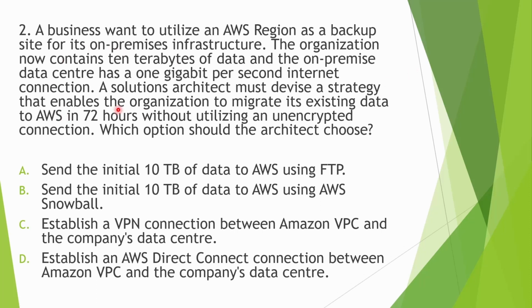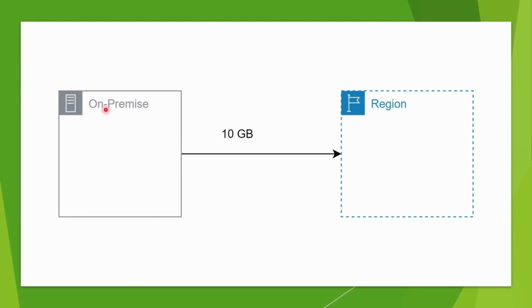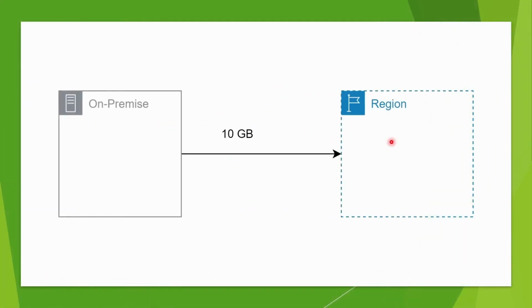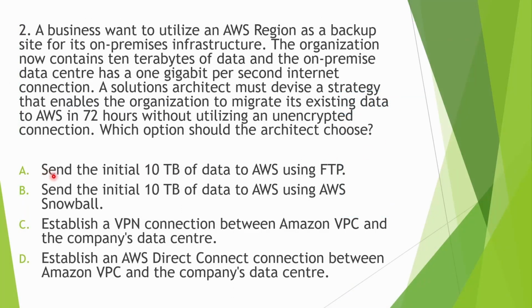Now, what you should do is check out your keyword: 72 hours. They want to move from on-premise to their AWS region. So you have an on-premise data center and an AWS region, where you want to move your 10 terabytes of data in 72 hours. Now to understand that, let's see the first option.